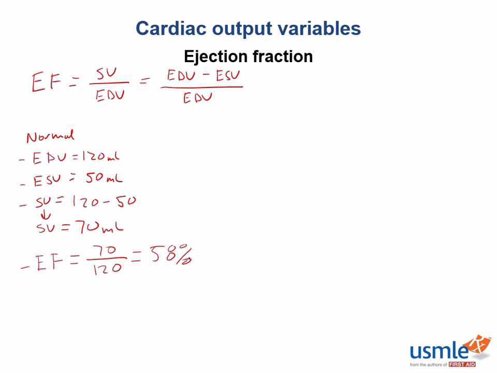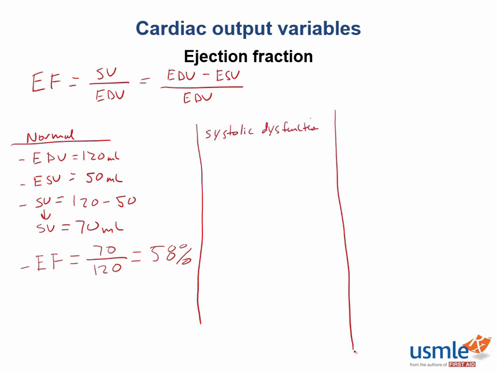Now, in systolic dysfunction, the problem here is poor contractility. So all the volumes within the ventricular chamber are going to increase. And this is because the heart cannot pump an adequate blood volume out of the heart per each cardiac cycle. So let's say in this scenario, our end diastolic volume has increased to something like 200. And our end systolic volume also increases. It goes up to 150 here.